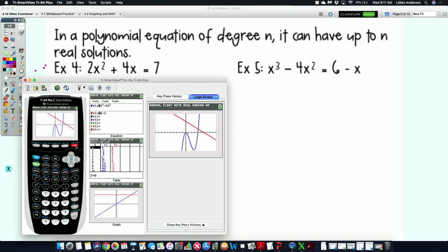How many solutions did you have for this? 1. You had just one. So remember, degree of n, you can have up to that many solutions, up to 3 solutions. In this case, we only have the one, that one intersection point. And what is that solution? 4.11?